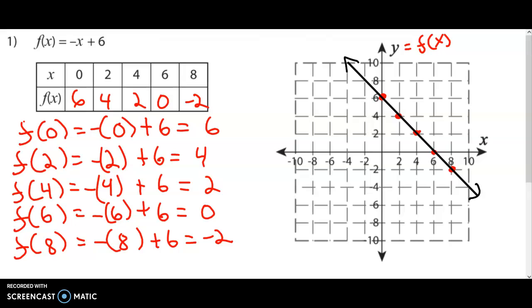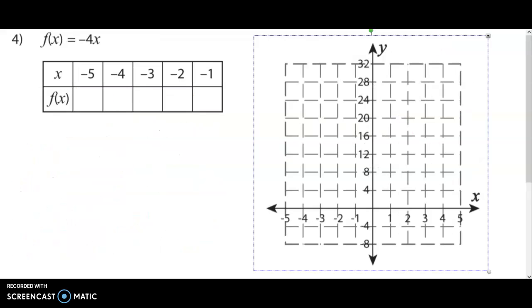So let's take a look at another example. Here you've got negative 4x as our function. I'm going to plug in negative 5, negative 4, negative 3, negative 2, and negative 1.